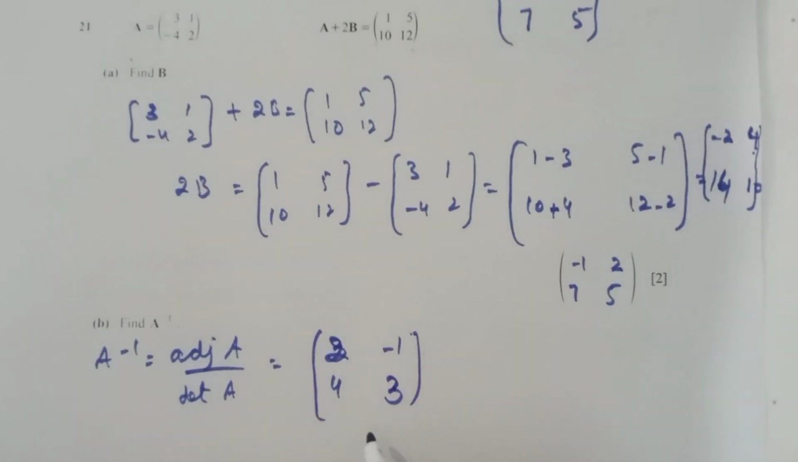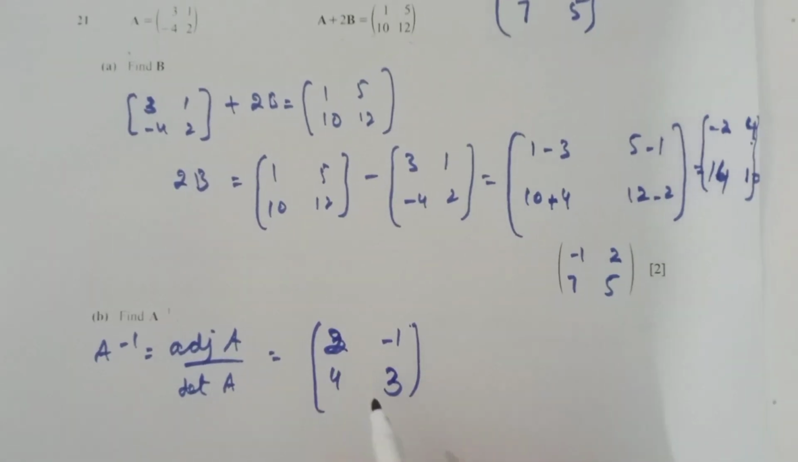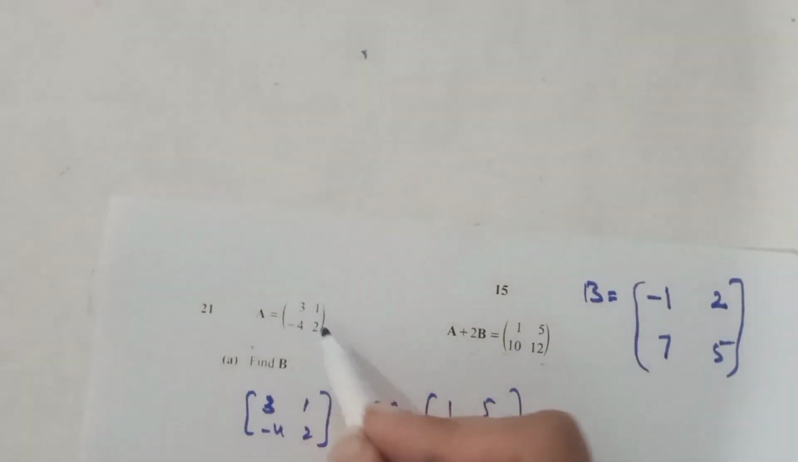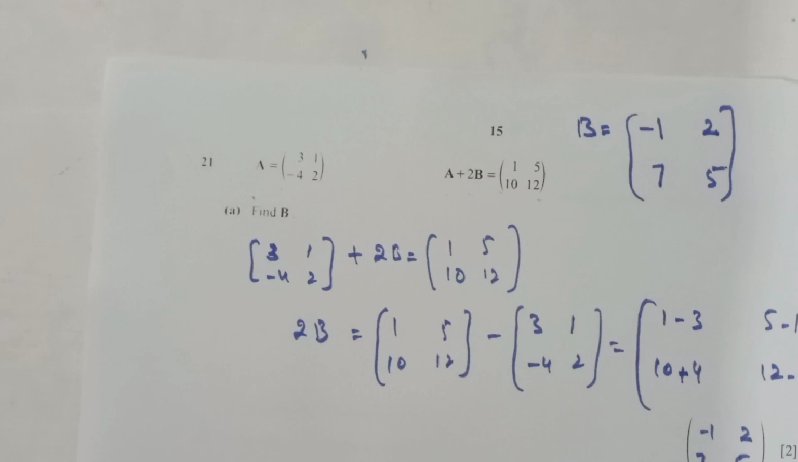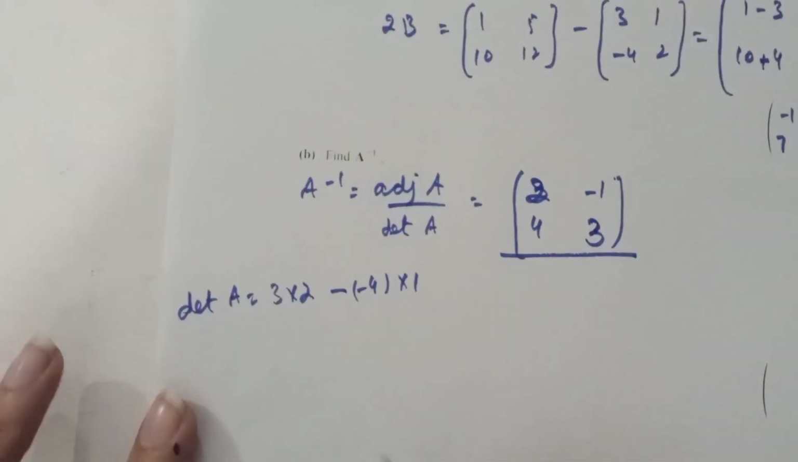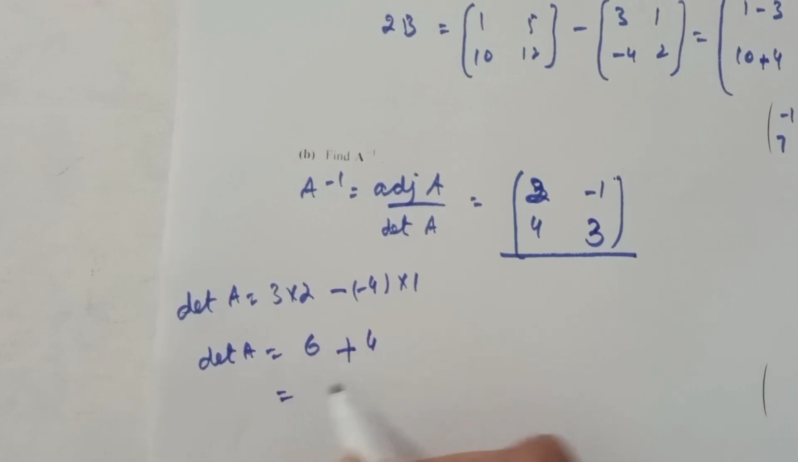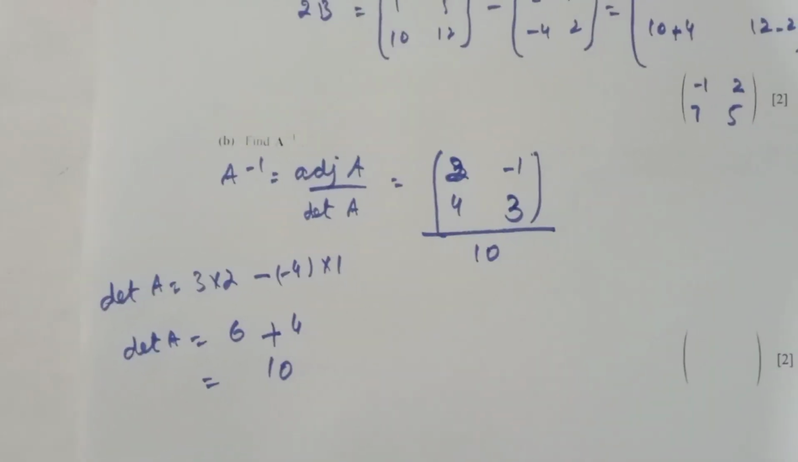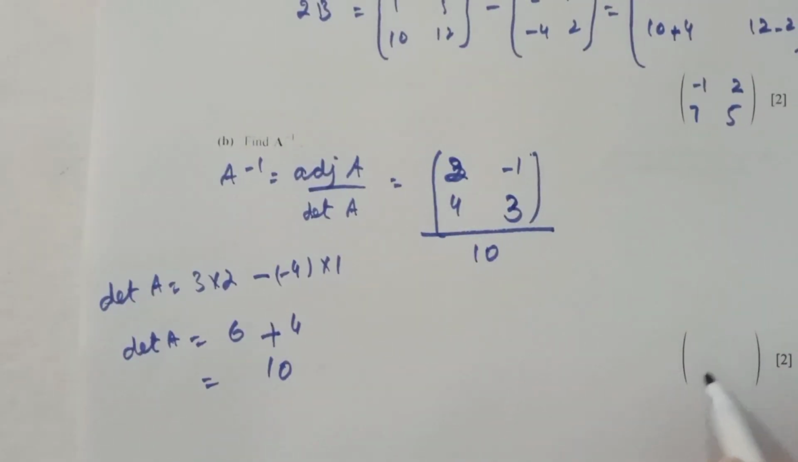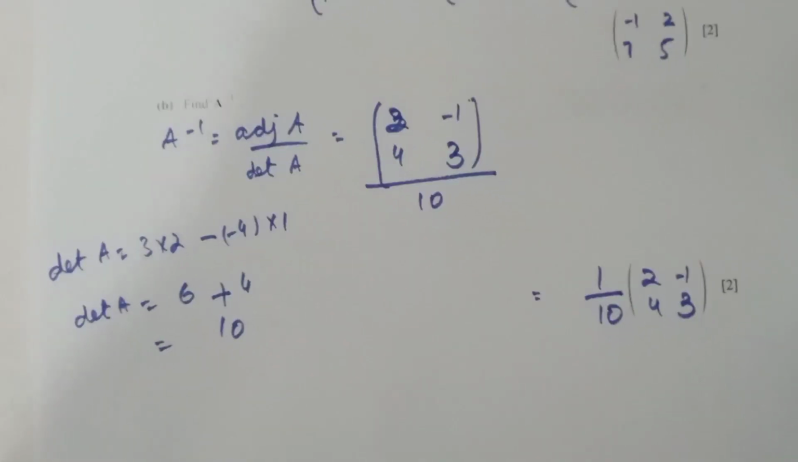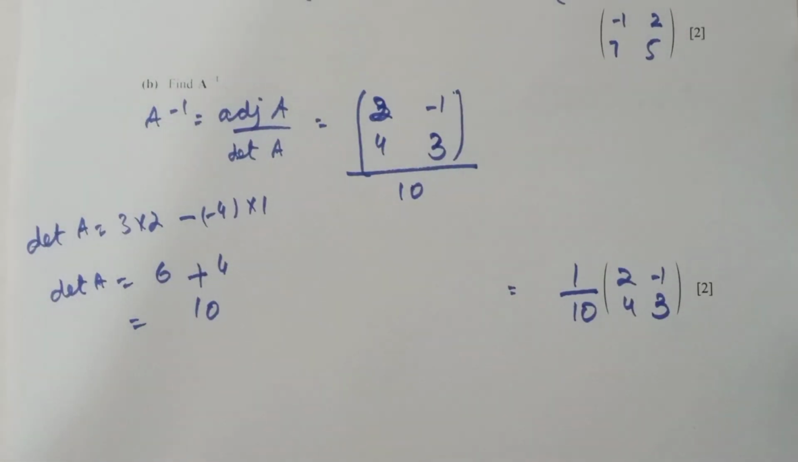Now this is the adjoint of A, and for finding the determinant of A, we multiply 3 by 2 minus 4 by 1. Now students, the determinant of A is equal to 6 plus 4, we get 10. There comes 10. Now we write this value also: 1 by 10, times 2, minus 1, 4, 3. Now students, this is the answer of B part. Now question number 21 is also solved.